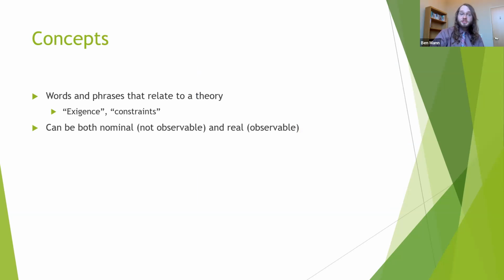Concepts are words or phrases related to a theory. If you think back to the example of the rhetorical situation that I gave earlier, exigence and constraints are 2 examples of terms that are used to create that theory. Concepts are the building blocks that create theory. These concepts can be nominal, things that you can't observe. That is, something like exigence. You don't necessarily observe that in a key way. Or real, observable phenomena. For instance, an audience might be observable.